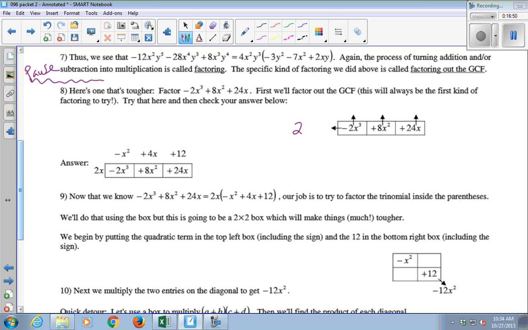Then I've got an x cubed, an x squared, and an x. They all have at least how many x's? 1. So I'm just going to put an x here, a single x, 2x to the first. Okay, then I have to decide what do I put along the top to create the numbers in the boxes by multiplication. So 2x times what gives you negative 2x cubed?